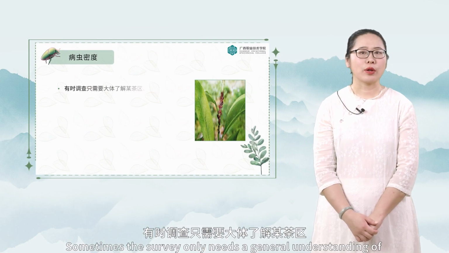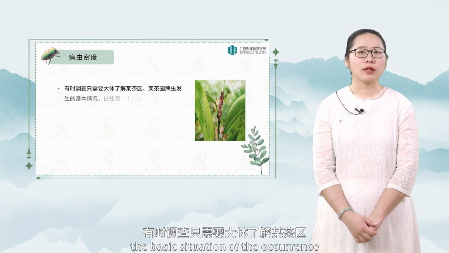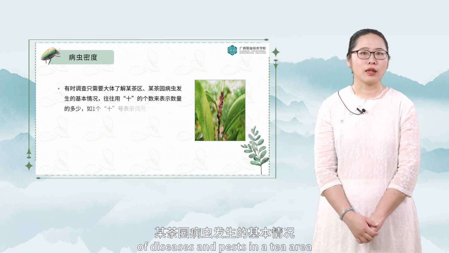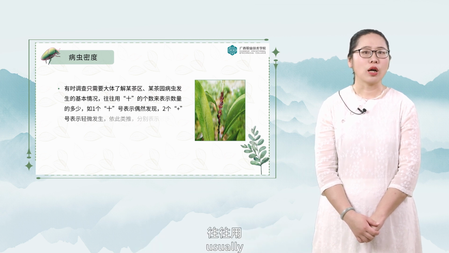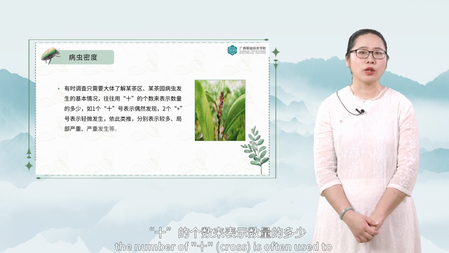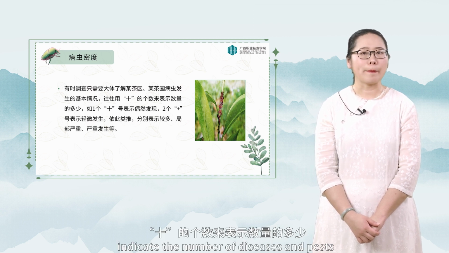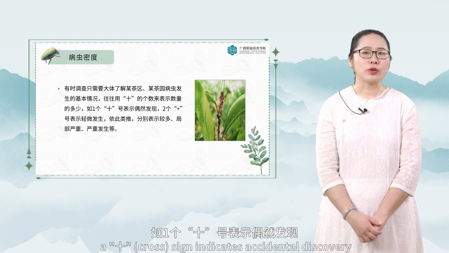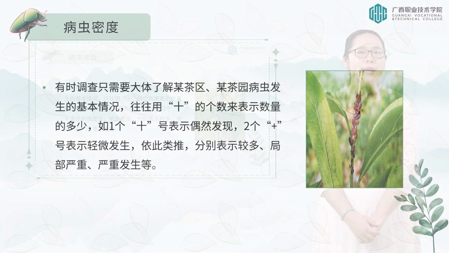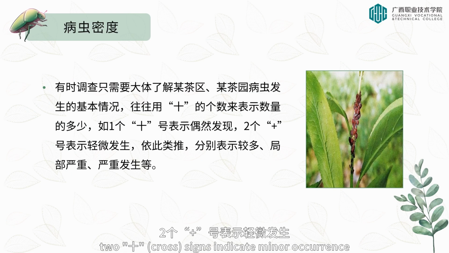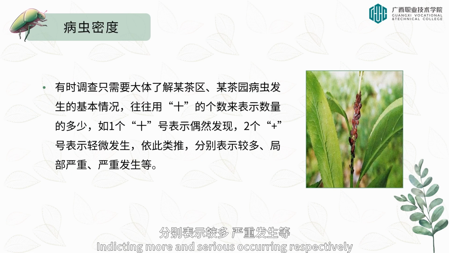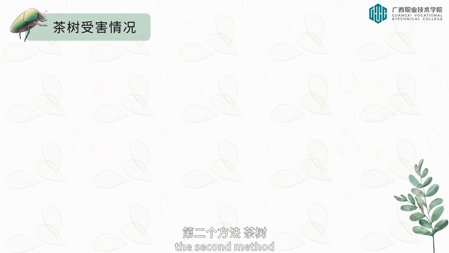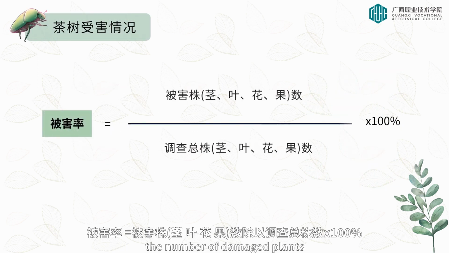Sometimes the survey only needs a general understanding of the basic situation of the occurrence of diseases and pests in a tea area. Usually, the number of crosses is often used to indicate the number of diseases and pests. For example, one cross sign indicates accidental discovery. Two cross signs indicate minor occurrence, and more cross signs indicate more and serious occurrence respectively. The second method, the damage rate equals the number of damaged plants, stems, leaves, flowers, and fruits, divided by the total number of investigated plants, times 100%.